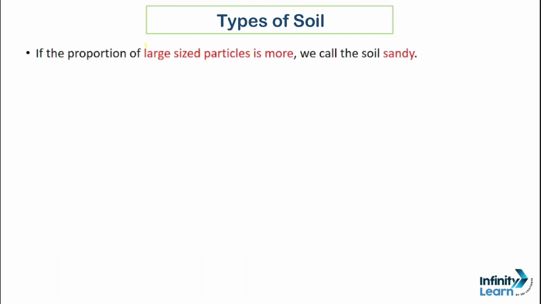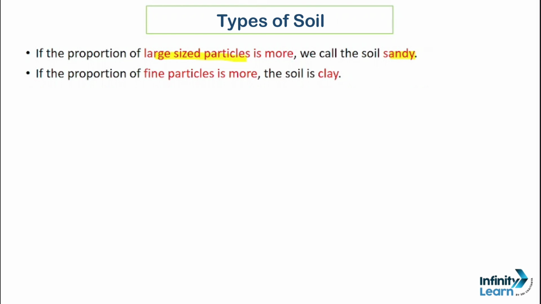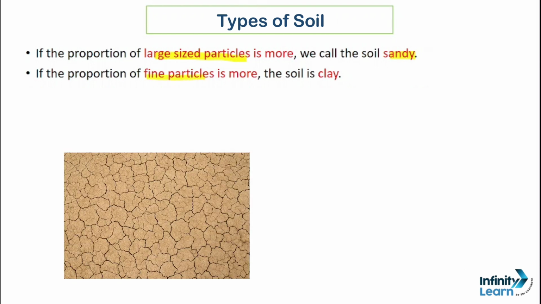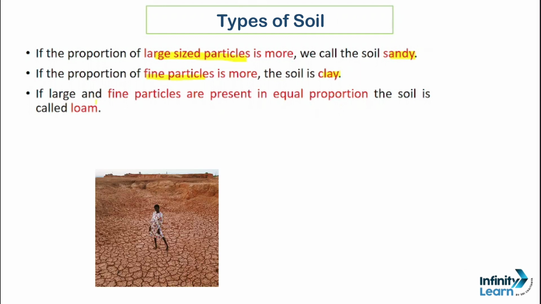If the proportion of large size particles is more, then we call that soil sandy soil. When the proportion of fine particles is more, that is, particles that are not very large in size, then you can call that soil clay soil. And if large and fine particles are present in equal proportion, then you can call that soil loamy soil.